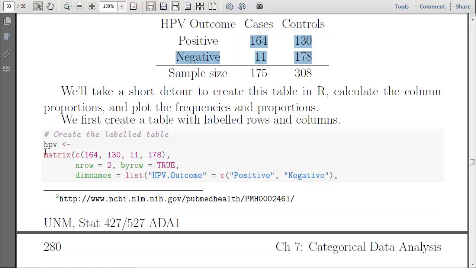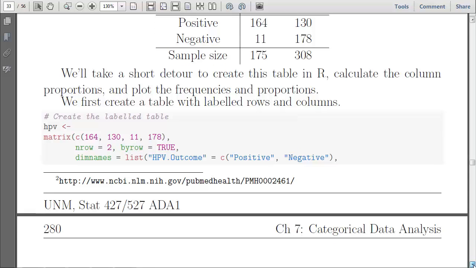And then I'm going to use commands to shape the data. So in this matrix, I'm going to create a matrix from this list of numbers. The number of rows it will have is 2, and byrow equals TRUE. The default for matrices is to go down the columns. So if I had specified these numbers in the order of 164, then 11, then 130, then 178, it would automatically do this in the order that I want. But I need to specify that I'm going across the rows when I'm shaping this matrix. So byrow equals TRUE. So that alone will create, if you close parenthesis after byrow, that will create the table.